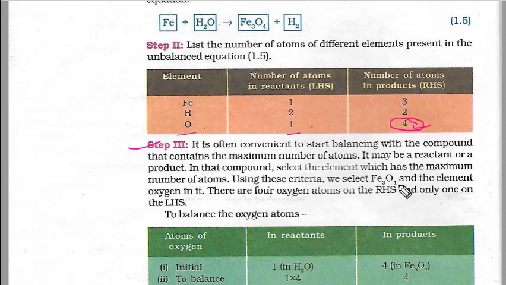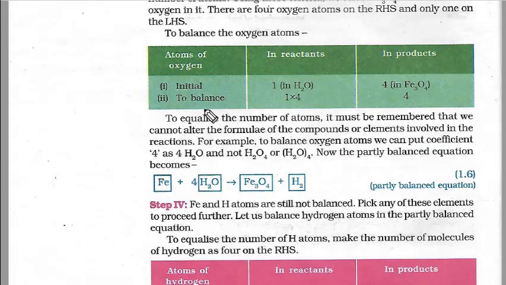Using these criteria, we select Fe3O4 and the element oxygen, because here you can see that in Fe3O4 the oxygen number is 4, which is maximum. So there are 4 oxygen atoms on the right hand side and only one on the left hand side. So to balance the number of atoms, we will multiply the H2O with 4, because there are already 4 oxygen atoms present, but here it is only one oxygen atom. So we will multiply H2O with 4.